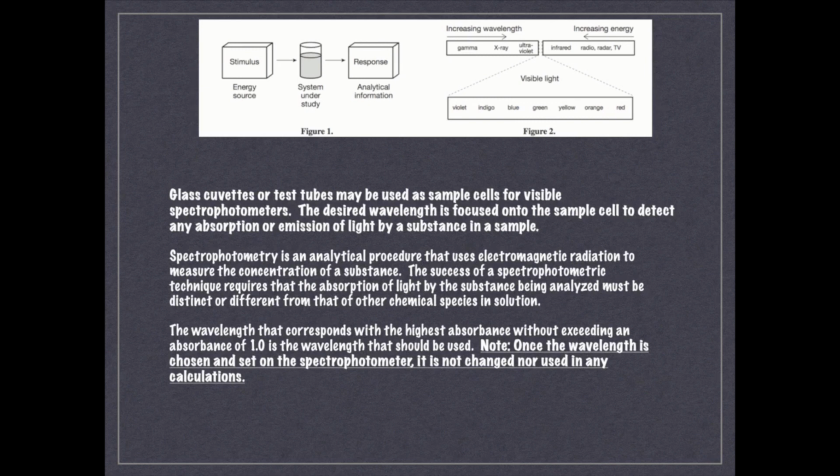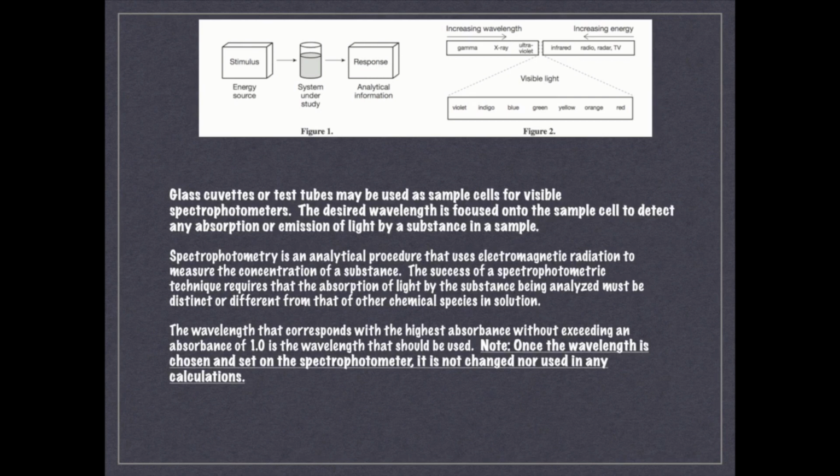Spectrophotometry is an analytical procedure that uses electromagnetic radiation to measure the concentration of a substance. The success of a spectrophotometric technique requires that the absorption of light by the substance being analyzed must be distinct or different from that of other chemical species in solution.